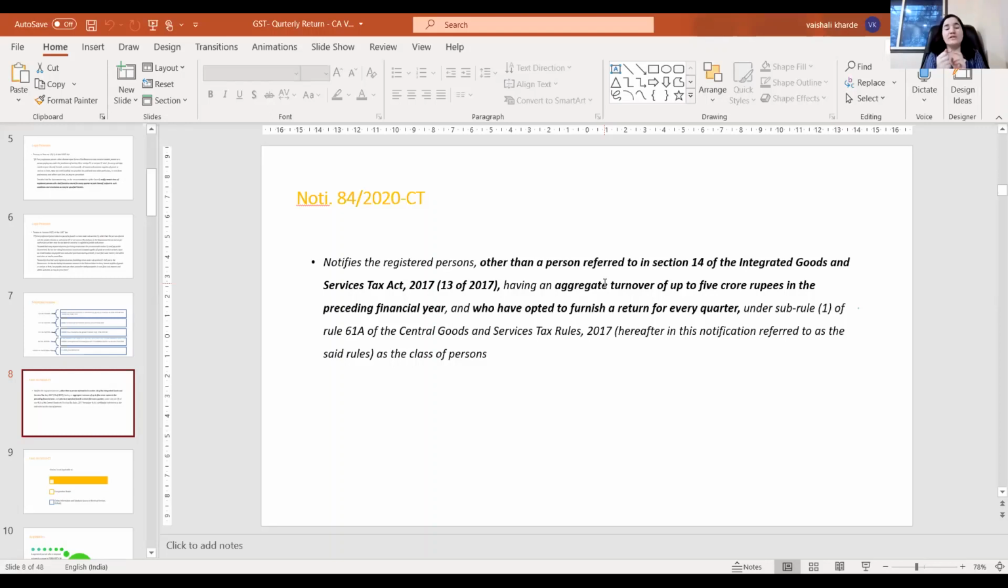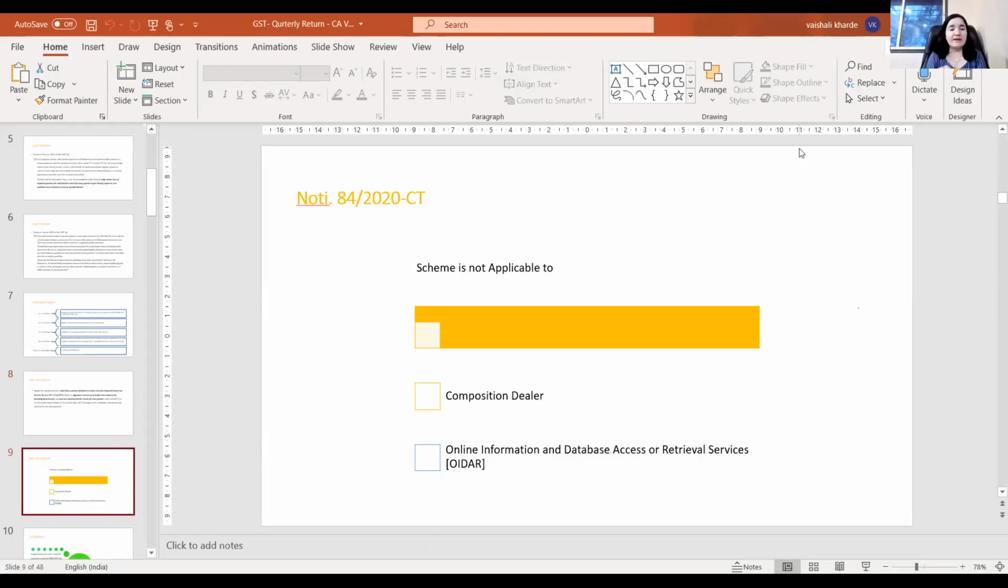And second, the taxpayer has to opt. This is an option given, so it is not mandatory, because they have given an option whether you intend to opt or not. If the taxpayer has opted to furnish the return for every quarter, that is, opted for quarterly return, then only this scheme is applicable. So the best part is that this scheme is not compulsory. The taxpayer has to decide whether they intend to opt for the scheme or not. So the first condition is the aggregate turnover, and the second is that the taxpayer has to opt for the scheme.